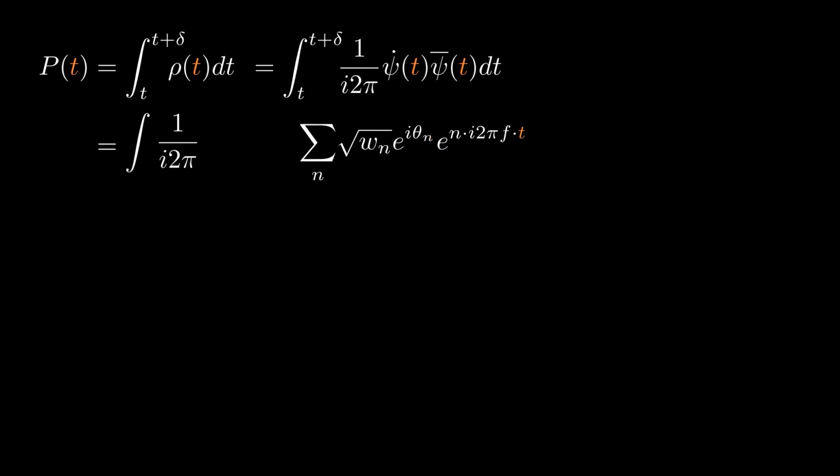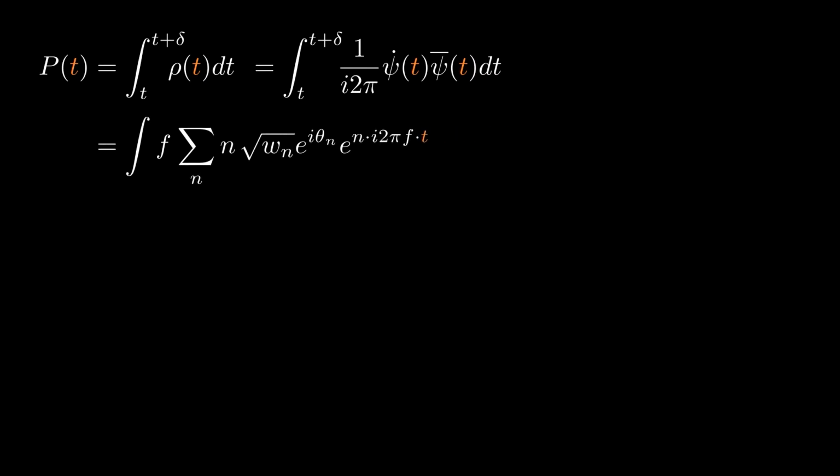The derivative of an exponential function with the natural base e is equal to the function itself. We can apply the chain rule to the exponent. This moves down the coefficient, n times i2π f. The two terms with i2π cancel each other out. The base frequency f is the same for all frequencies. We can move it out of the summation.